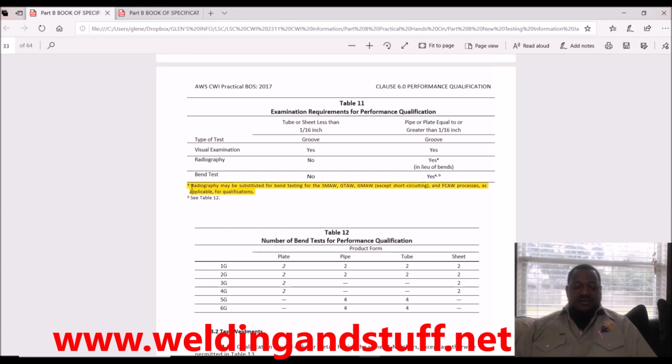So right here, A says radiography may be substituted for bend testing for shielded metal arc welding, also known as stick, GTAW, also known as TIG or Heliarc, GMAW, gas metal arc welding, also known as MIG, except for short circuiting. Short circuiting is the coldest type of transfer in MIG welding. You got short circuit, you got globular, you got spray, you got pulse. But short circuit is the coldest, and in D1.1, nobody accepts that as part of a prequalified procedure. And flux core welding processes as applicable for qualification. So radiography may be substituted for bend testing. This is for performance qualification.